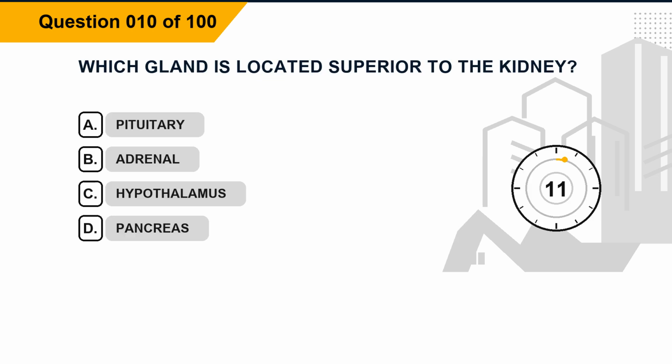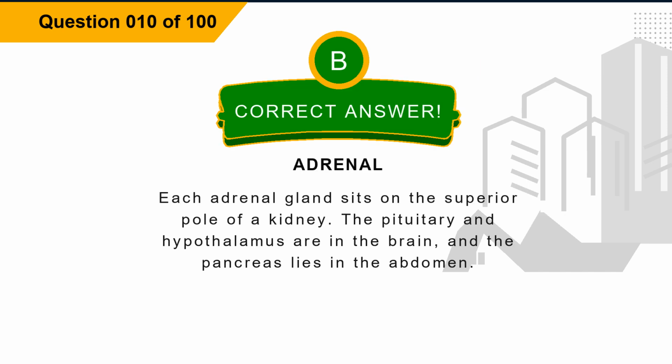Question 10. Which gland is located superior to the kidney? Option A, pituitary. Option B, adrenal. Option C, hypothalamus. Option D, pancreas. The correct answer is option B, adrenal. Explanation. Each adrenal gland sits on the superior pole of a kidney. The pituitary and hypothalamus are in the brain, and the pancreas lies in the abdomen.